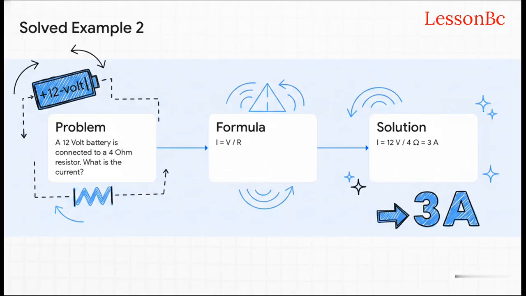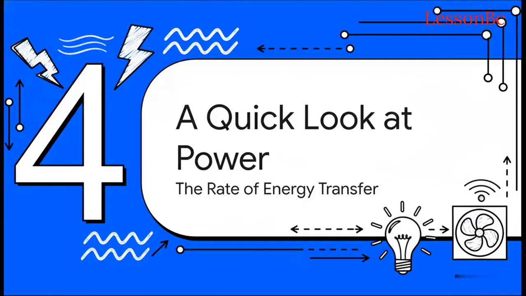All right, let's try another one, this time with Ohm's law. Imagine you have a 12-volt battery hooked up to a resistor that has 4 ohms of resistance. How much current is flowing? Well, we take V equals I times R, and we just need to rearrange it a bit to solve for I. So current equals voltage divided by resistance. We plug in our numbers, 12 volts divided by 4 ohms, and we get 3 amperes. Boom.